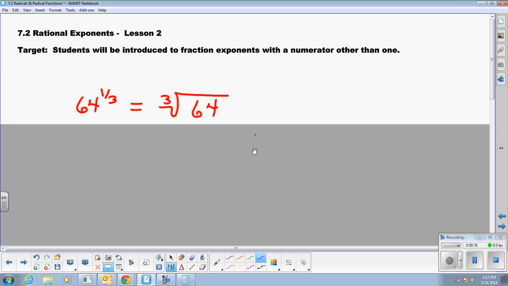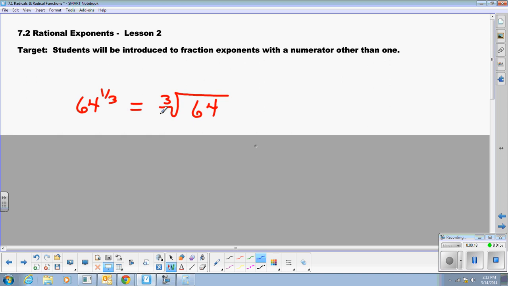Back in the first lesson from 7.2, you worked with problems like this: 64 to the 1/3 power, and that equaled the cube root of 64 as we worked through all that. But the question I have for you is this: where does this 1 end up? Because when you have a fraction exponent like 2/3, we're going to have to deal with the 2 in the numerator. Well, looking over here to the right, that 1 is still over here. Where is it? It's still as the exponent on 64.